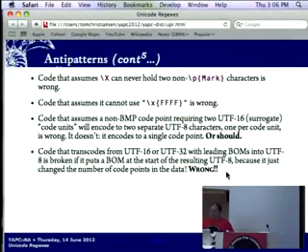Will that raise an exception if you have use warnings? Oh, did you say use warnings FATAL UTF-8? Then yes, it does. Did you forget to say that? Oh, no, I'm sorry.